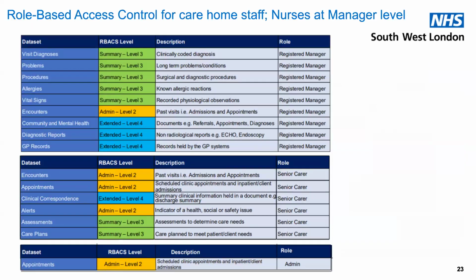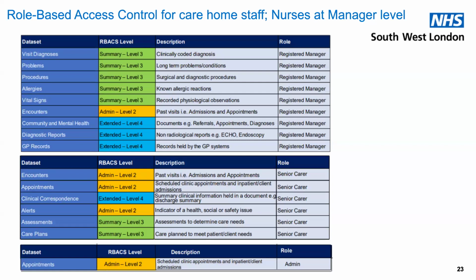There's role-based access, so the care home manager needs to set up the staff. The manager will view all 9 data sets, and a nurse will be loaded on at manager level as well to view all 9 of these data sets. And then a senior carer would see 6 of these data sets. Enough information still to make decisions about their care, just a slightly reduced level of information.